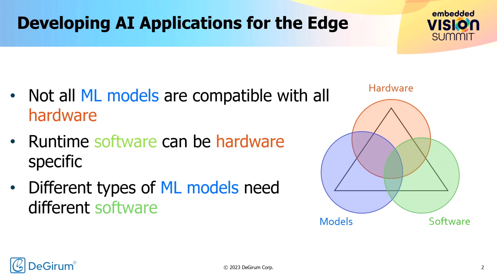Each hardware comes with its own specific runtime software. So that means you have to use a specific software stack for a hardware. And different types of ML models will require different software. I'm going to talk a little bit about this later on in the slides. And one of the crucial steps for the developers is to actually make the right choice of hardware.